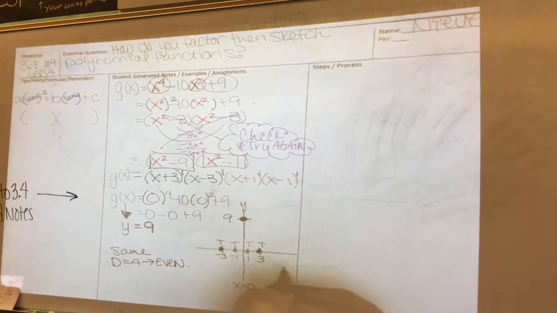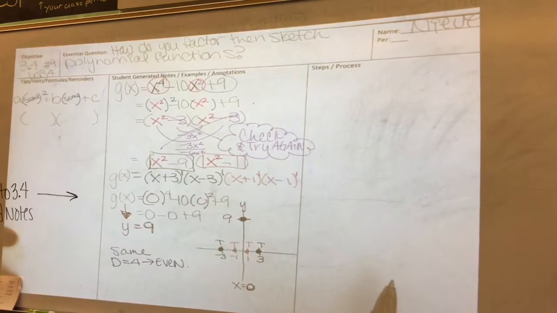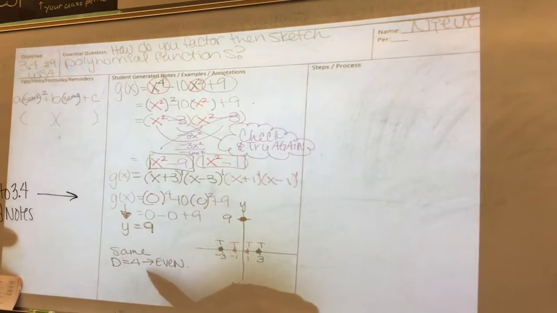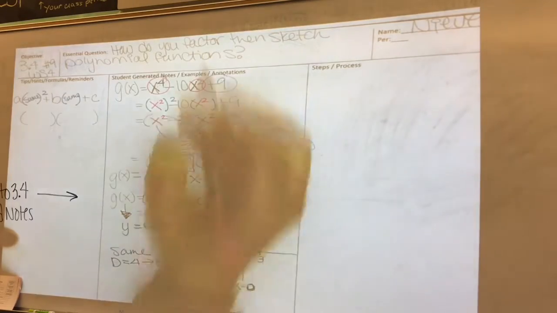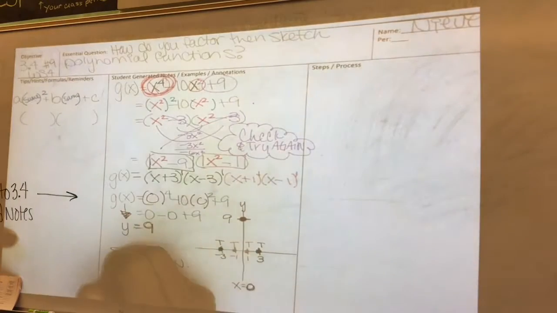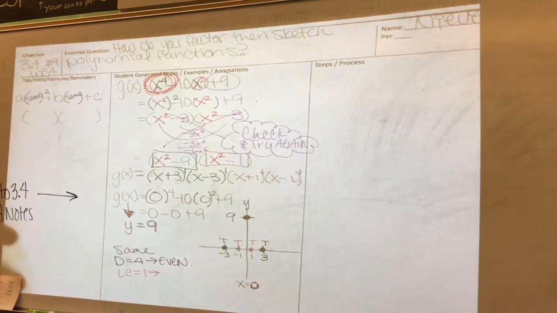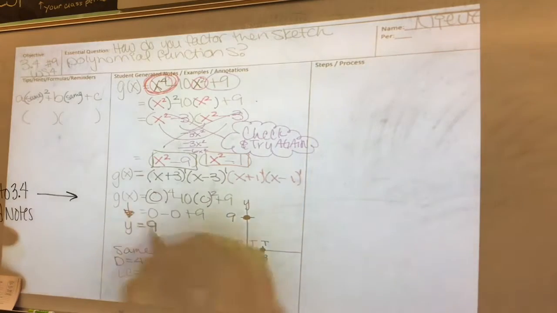Okay, now you said, doesn't it have something to do with positive or negative? Yes. What positive or negative? The degree is always going to be positive. The leading coefficient. What is the leading coefficient? 1. Okay, and so we don't necessarily care about the value when we're doing a sketch, but we care that it's odd.